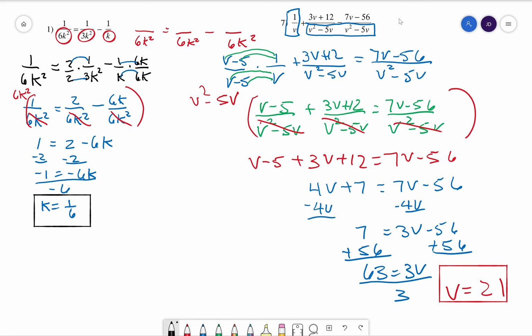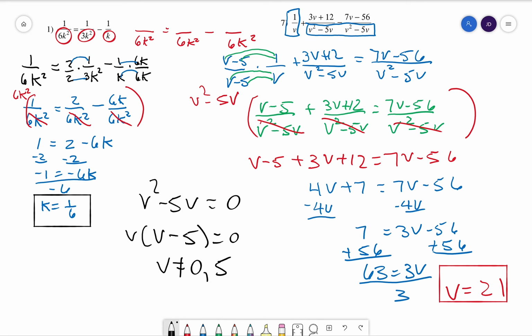Over here, for v squared minus 5v, to check for extraneous roots, we want to know when that equals 0. We can factor out a v. It's v times v minus 5 equals 0. So v cannot equal 0, and it cannot equal 5, because otherwise we're going to have 0 in the denominator. But we didn't get that. We got v is equal to 21, so we know our answer is correct.